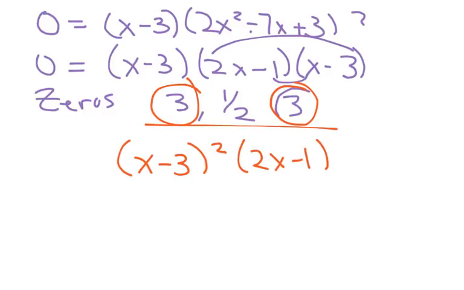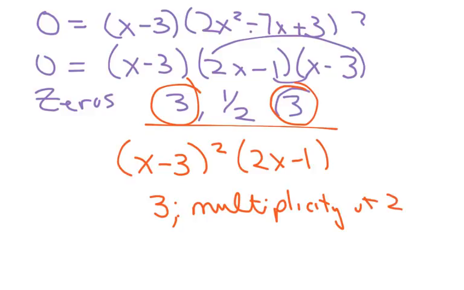We have 2 zeros, one at 3 with a multiplicity, if I can spell it, of 2, and 1/2 where the multiplicity is 1. Right? Okay. And that's all you have to do. The hard part is guessing the factors.